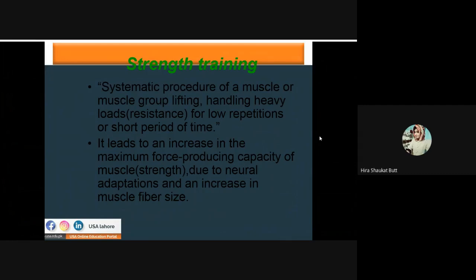So, the strength training leads to an increase in the maximum force producing capacity of muscle. Obviously, if the individual muscle fiber size is increased, then the force production capacity per unit area of the muscle fiber will be increased, due to which the muscle will be producing or exerting more force.